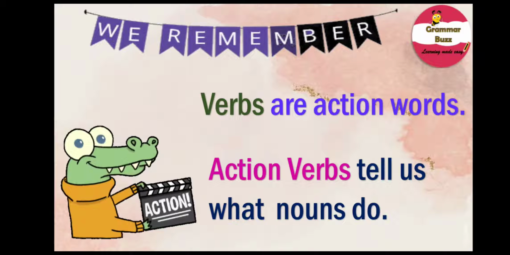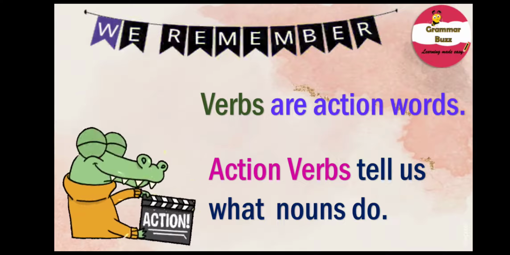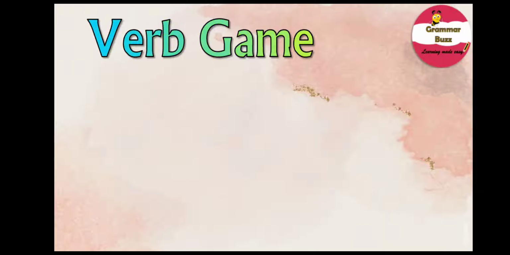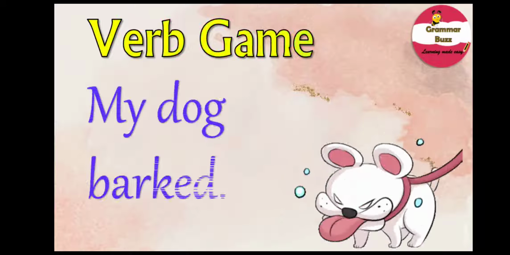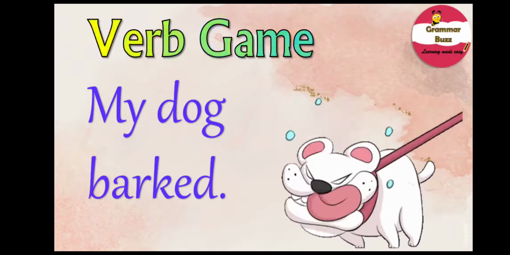So, it's time for us to play the verb game. Yes, it's the verb game time. So let's get started. Well, this is how the game works. I will be showing you a sentence and you will have to identify the action or the doing verb for me. Simple, right? So here comes the first one for you. And it says, my dog barked. Hey, which is the action verb in this sentence? What do you think? Which word shows the action?